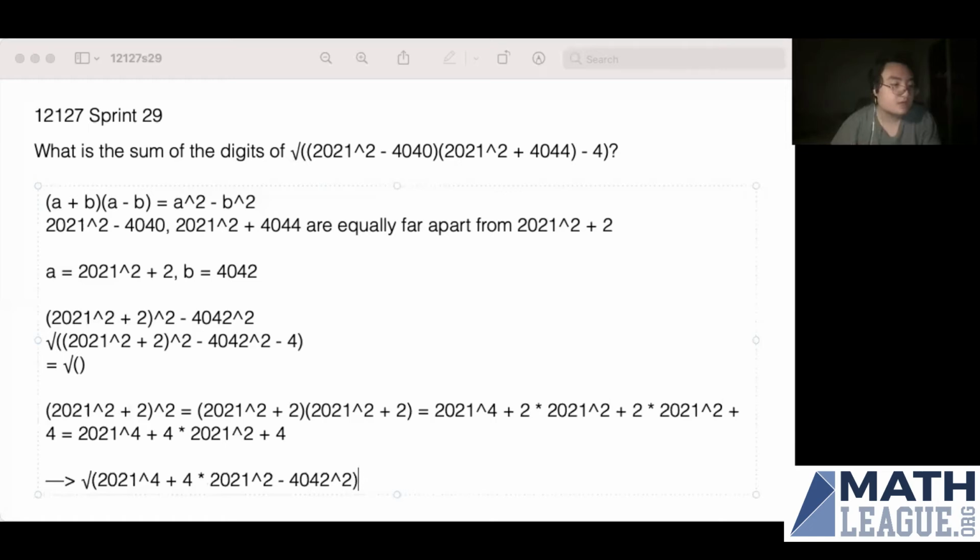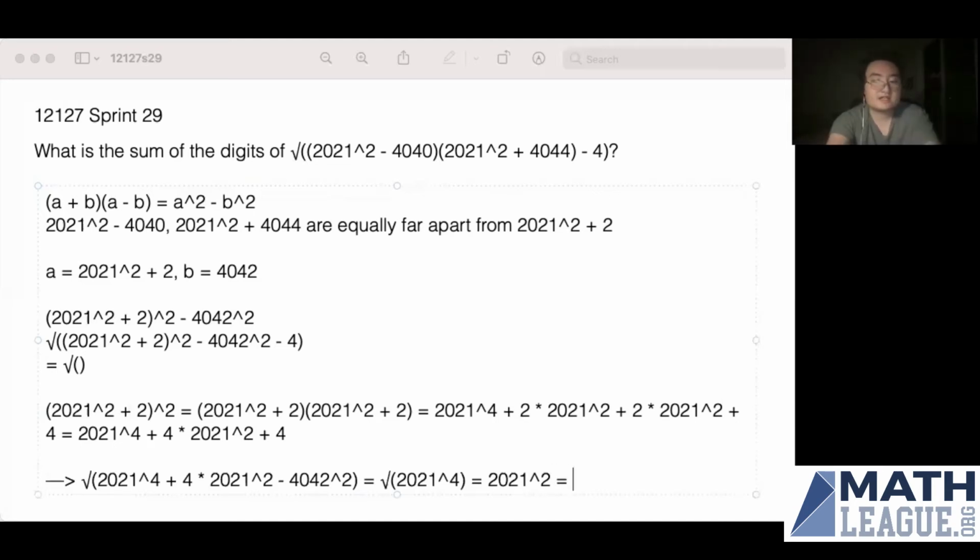So that 4042 squared actually cancels out with this guy too, because 4 is 2 squared, and 2 squared times 2021 squared is 4042 squared. So this is actually just the square root of 2021 to the 4th, and that's 2021 squared.